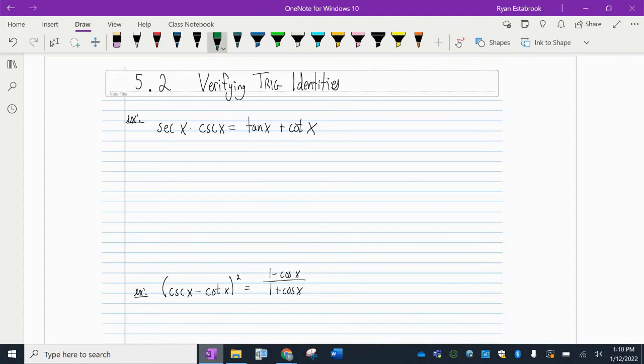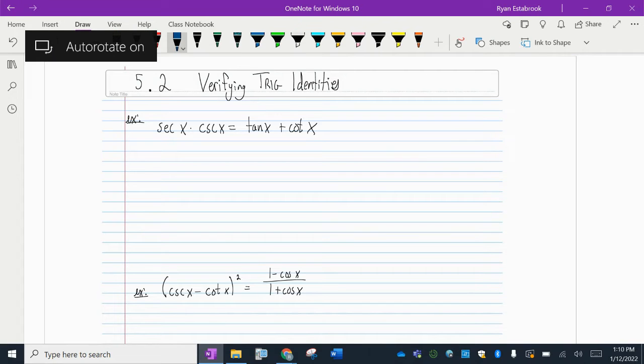So the first example we have is this one. We want to verify that the left side is equal to the right side. And we have to pick which of these sides we're going to do the work on. Should we try to simplify this to make it equal to the right, or should we work on the right to try to make it equal to the left?